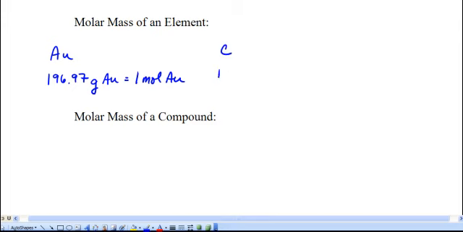Similarly, 1 mole of carbon is going to have a mass of 12.01 grams. Or if you want to pick whatever your favorite element is, let's say that your favorite element is magnesium. I'm sure that's the favorite element of many of you. 1 mole of magnesium is going to have a mass equal to 24.31 grams.